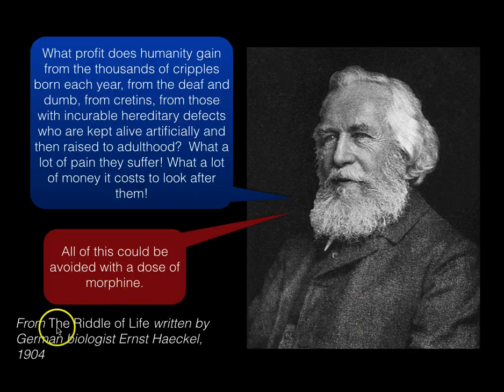So let's read this extract from The Riddle of Life, written by the German biologist Ernst Haeckel. What profit does humanity gain from the thousands of cripples born each year, from the deaf and dumb, from cretins, from those with incurable hereditary defects who are kept alive artificially and then raised to adulthood? What a lot of pain they suffer. What a lot of money it costs to look after them. All of this could be avoided with a dose of morphine. So Ernst Haeckel is essentially advocating murdering disabled people.